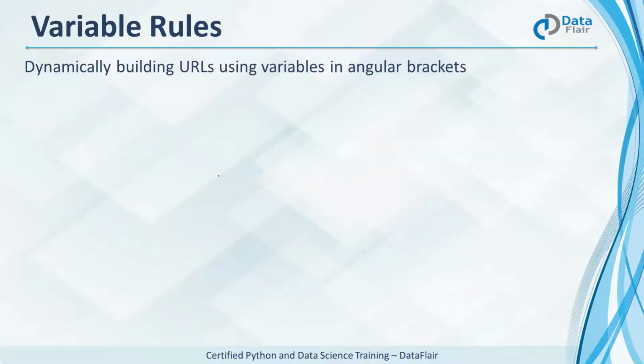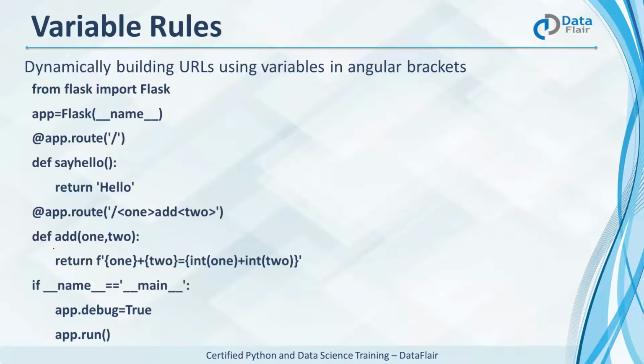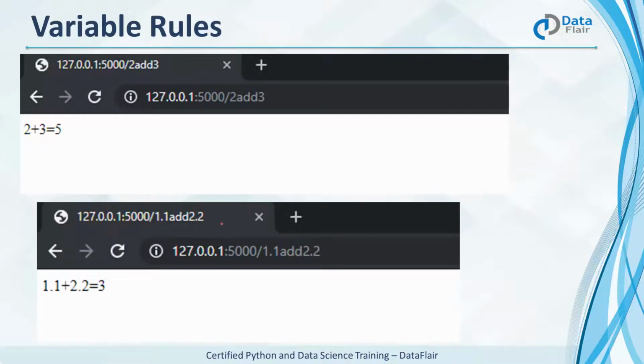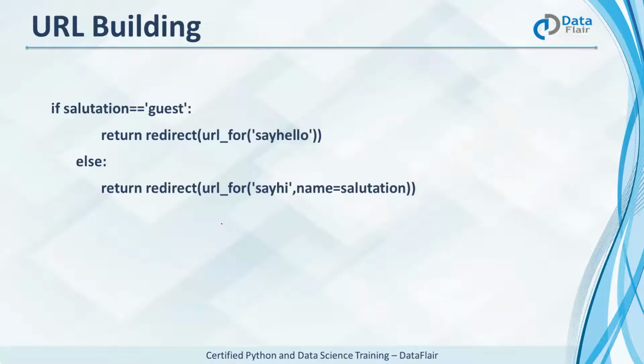Flask also lets us dynamically build URLs. We can put variables in URLs using angular brackets in the rules. Here the function add adds two values. For this we define a rule /<int:a>/add/<int:b>. So if the user types in 2/add/3 after the address, it gives us 2 plus 3 is 5. And if we make just a little change to the code, it also lets us add floats. We'll do this in the practice session. Using the url_for and redirect functions, we can explicitly redirect to a certain URL.